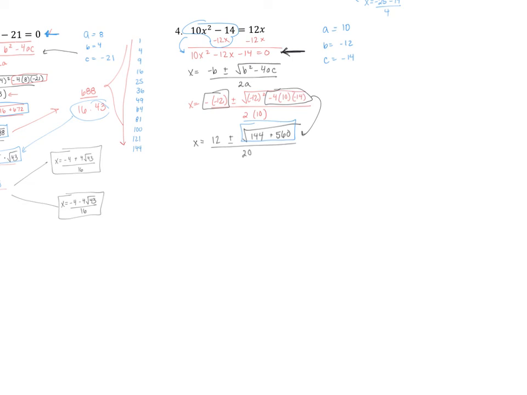Okay, so right now I'm just adding 144 plus 560. Okay, so x equals, everything else is staying the same. And 144 plus 560 gives me 704. Okay, so I still need to go ahead and try and simplify this radical.